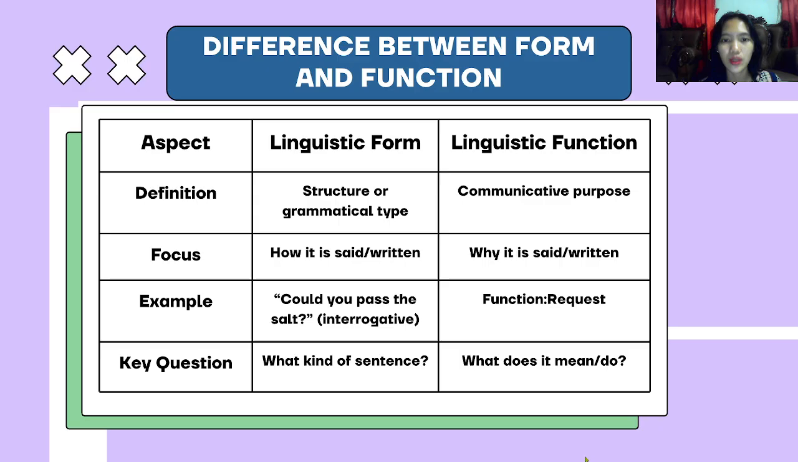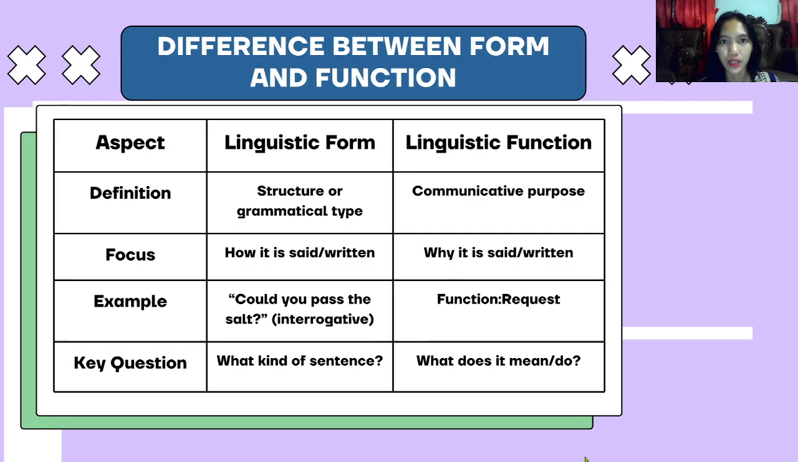Differences between form and function. Aspect, definition: linguistic form is the structure or grammatical type; linguistic function is the communicative purpose. Aspect, focus: linguistic form is how it is said or written; linguistic function is why it is said or written. Aspect, example: linguistic form, could you pass the salt? Interrogative. Linguistic function, request. Aspect, key question: linguistic form, what kind of sentence? Linguistic function, what does it mean or do?